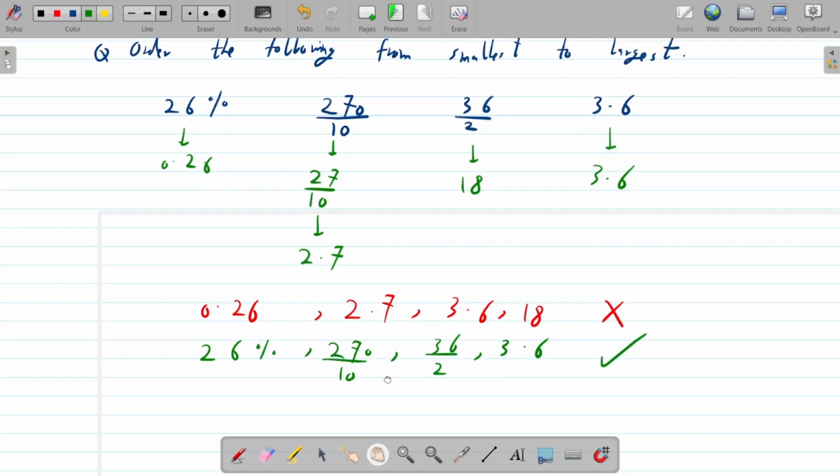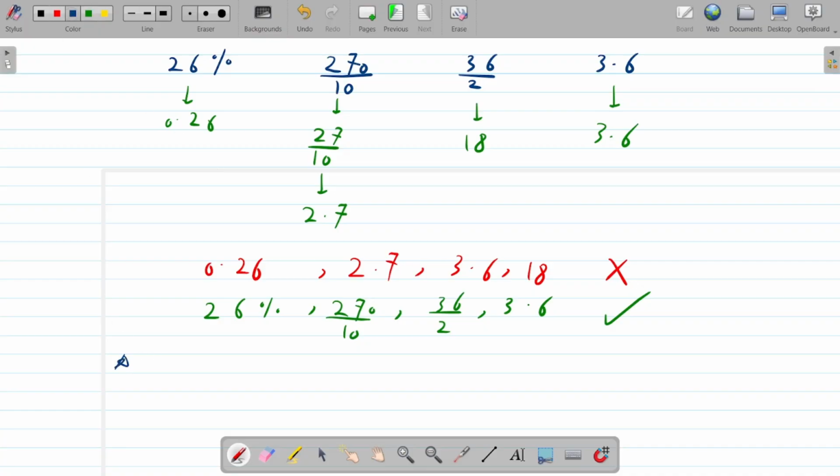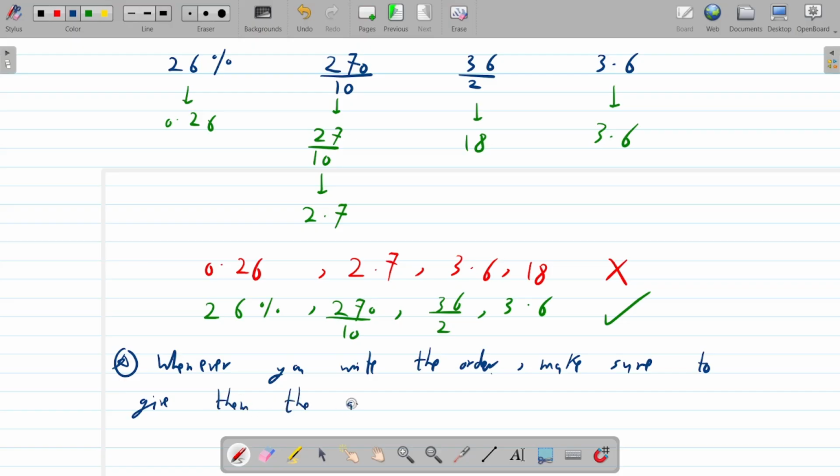Okay, just write down the key point here. Whenever you write the order, make sure to give them the answer in the forms they gave you the question.